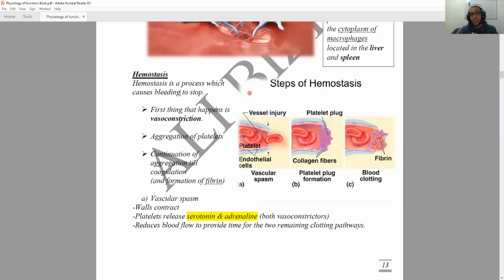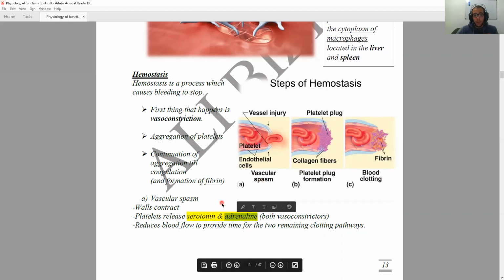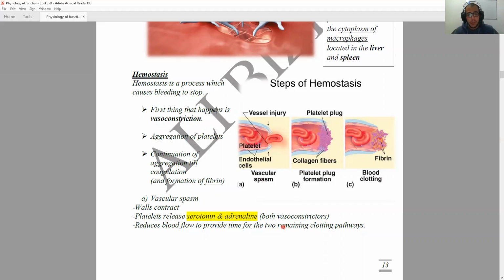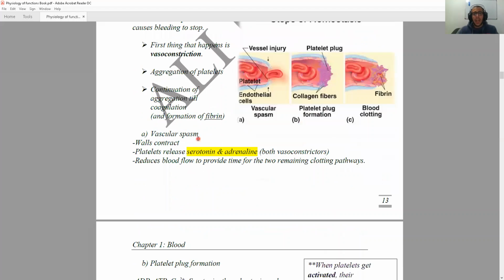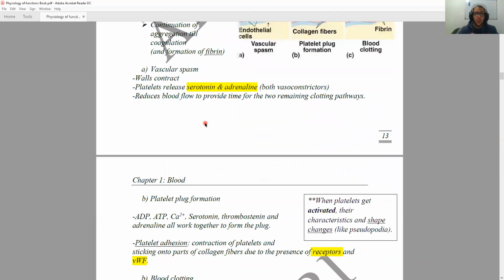Now, there are different factors that are going to be leading to that. There are many factors that are going to be causing that, including but not limited to serotonin and adrenaline, which are both vasoconstrictors. Now, the purpose for this vasoconstriction is to essentially provide time for the two remaining clotting pathways that we're going to be mentioning now.